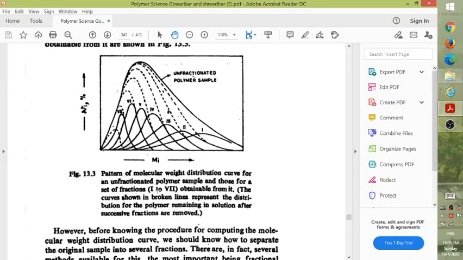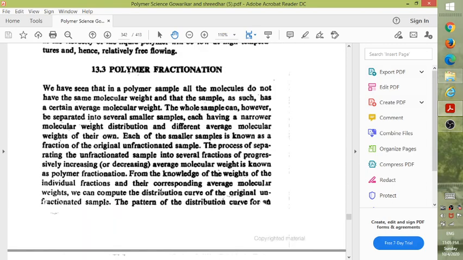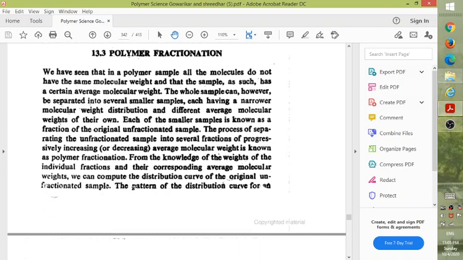So let me explain what polymer fractionation is. You know, a polymer is such a big macromolecule that it has long chains of monomers inside it. Some chains are branched, and it consists of many molecules. All these molecules do not have the same molecular weight.